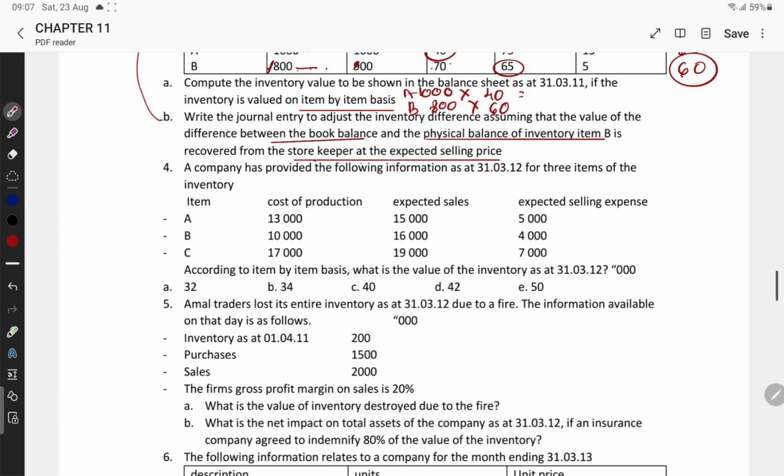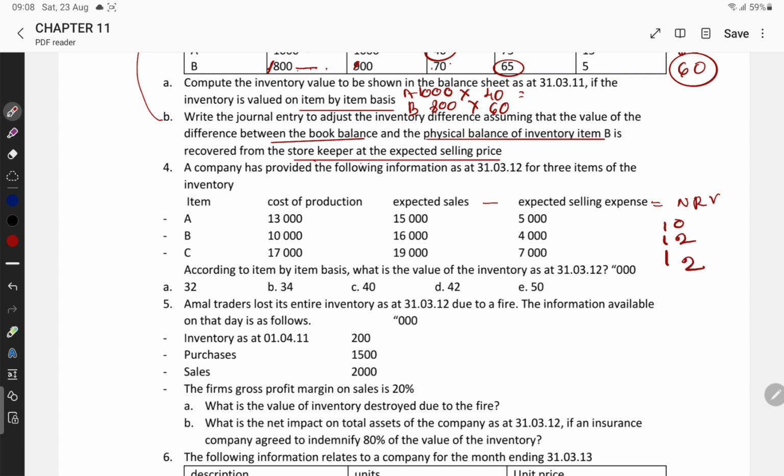A company has provided the following information as of 31st of March for 3 items of the inventory. According to item by item basis, what is the value of the inventory as of 31st of March 2012? Okay, so item by item basis. Again, expected sales minus expected selling expenses, we will get the NRV. 15 minus 5 is 10, 16 minus 4 is 12, 19 minus 7 is 12, sorry.